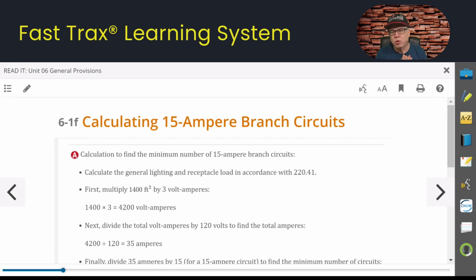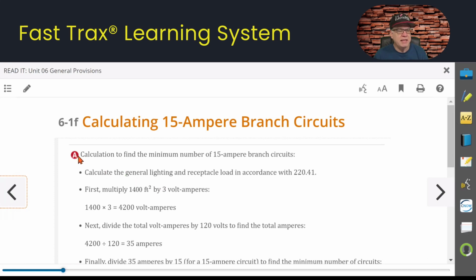Now, on today's lesson, we're looking at the 2023 edition of our program. So again, if you've got your 2020 edition or 2017, you can still follow along, but this one is based on the 2023. All right, so let's do some things here. So we need to know, where does the code tell us what values do we use to determine the minimum number of general lighting or general use receptacle loads that we need? Where do we get that from?